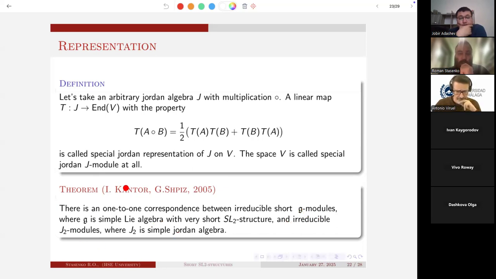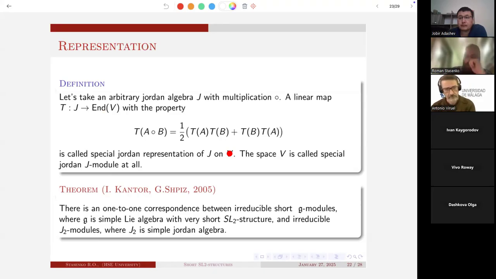And what is a J2 module? It's such a module: we can see the linear map from the J2 algebra to endomorphisms with such a property, and so we will call the space V a linear Jordan J module, special Jordan J module.